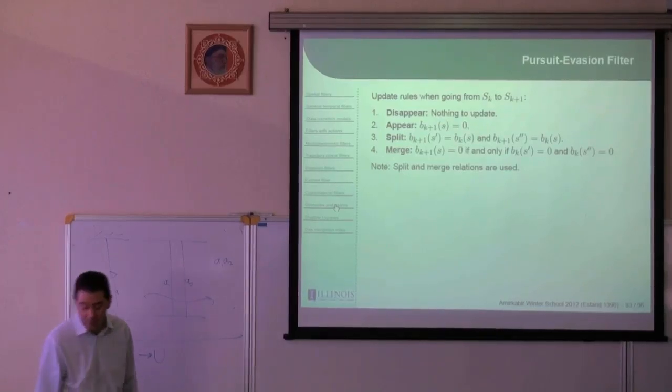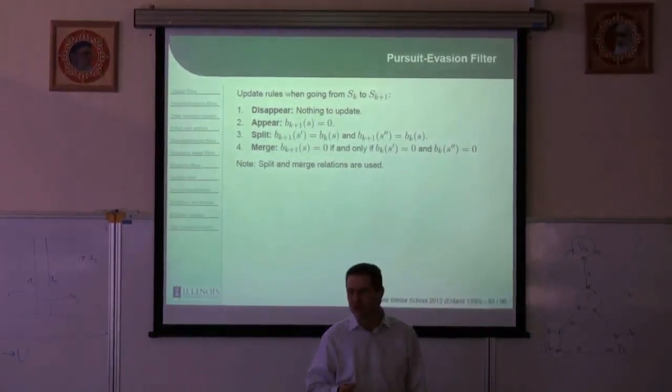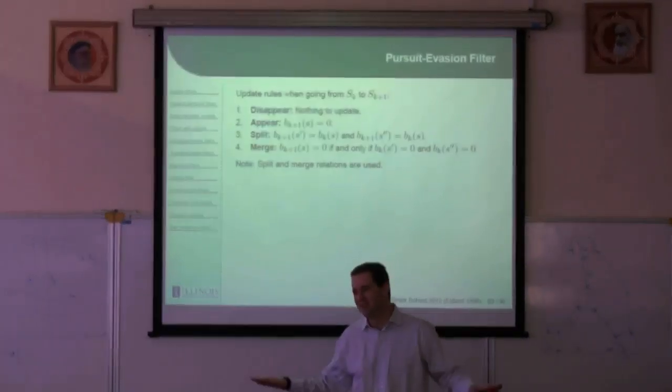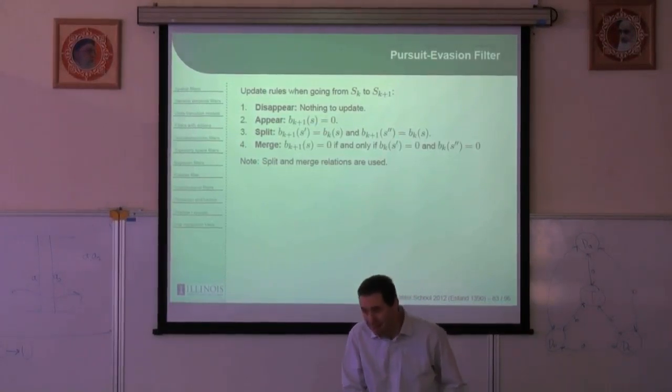I'm not taking into account that. The game ends if there's an evader detected, and then the whole thing's done for the pursuit evasion problem. So as soon as that happens, you're done. Let's assume it did not happen, and you're trying to go around and find the evader.